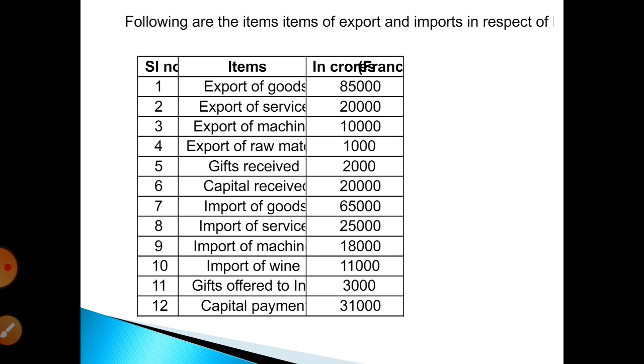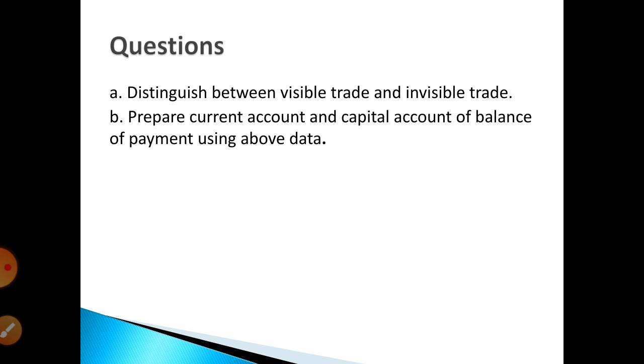It says that following are the items of export and import in respect of France country. So this is a list of the goods exported and imported by the France country. This type of format will be there, and they will give certain questions. In this, he has given two questions. The first question he has given is the distinction between visible trade and invisible trade.